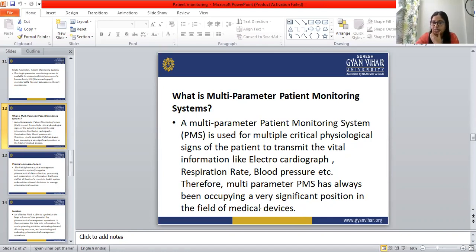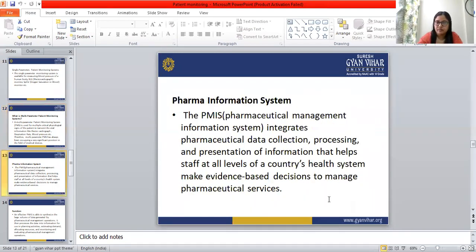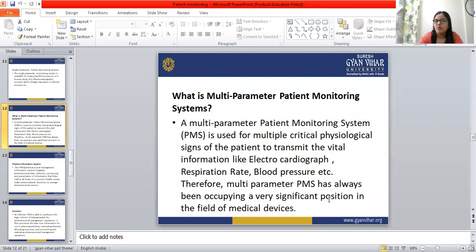So ये जो मल्टी पैरामीटर पेशेंट मॉनिटरिंग सिस्टम है, this is widely used in the hospitals और clinics. Okay, so this is all about the uses of the computer in the patient monitoring system. So this is the computerized patient monitoring system.